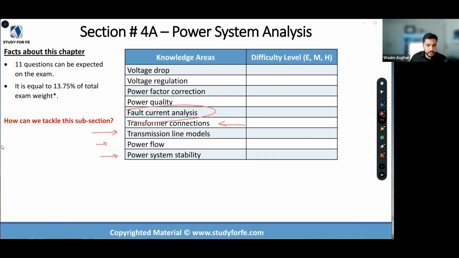And obviously, how can you ignore fault current analysis, right? Which brings the per unit systems, which brings the symmetrical components, which brings the three-phase configuration, delta Y, everything together, right? Sequence components and everything, and transformer connections as well.